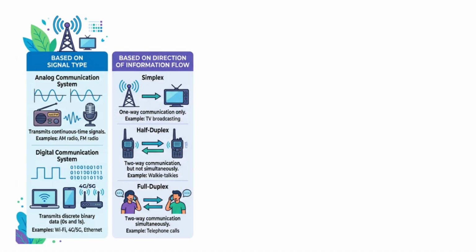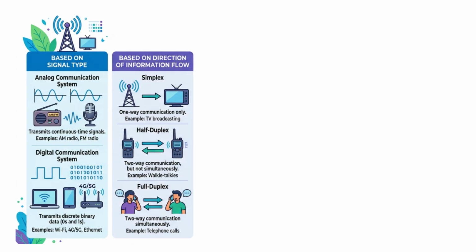In a full duplex system, both sides can communicate simultaneously. This is the most efficient type. For example, during a telephone call, both people can speak and listen at the same time without waiting. Modern internet communication, like video calls, also uses full duplex systems.